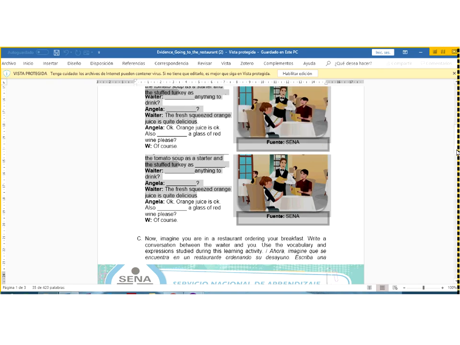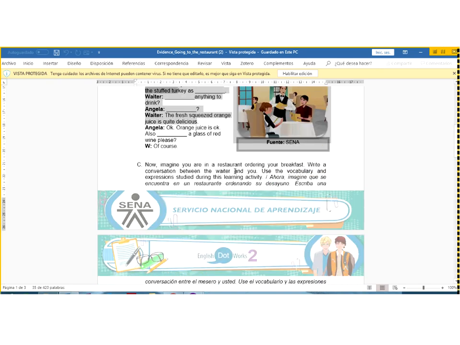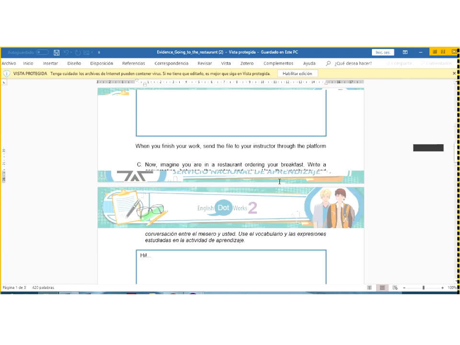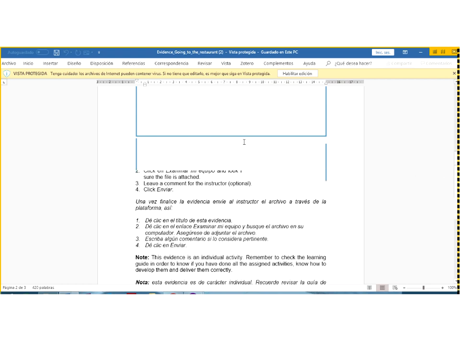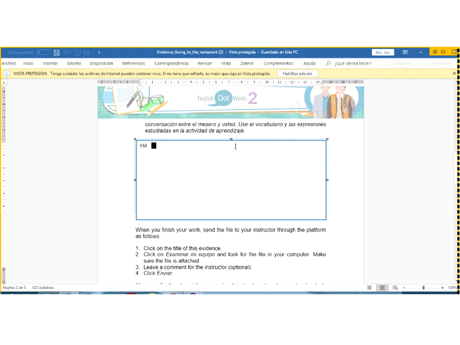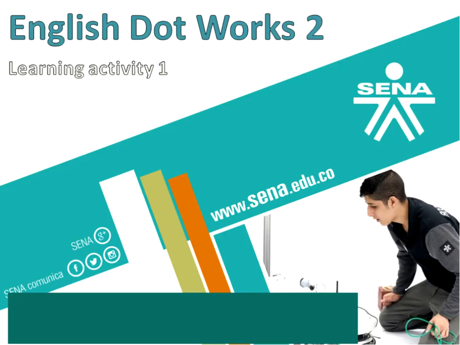And the last step is, now imagine you are in a restaurant ordering your breakfast. Write a conversation between the waiter and you. Use the vocabulary and expressions studied during this learning activity. Okay, so you have to make a conversation here. It is just a short conversation where you are asking for a breakfast, okay? That is the evidence that is called going to the restaurant. This is our first evidence.